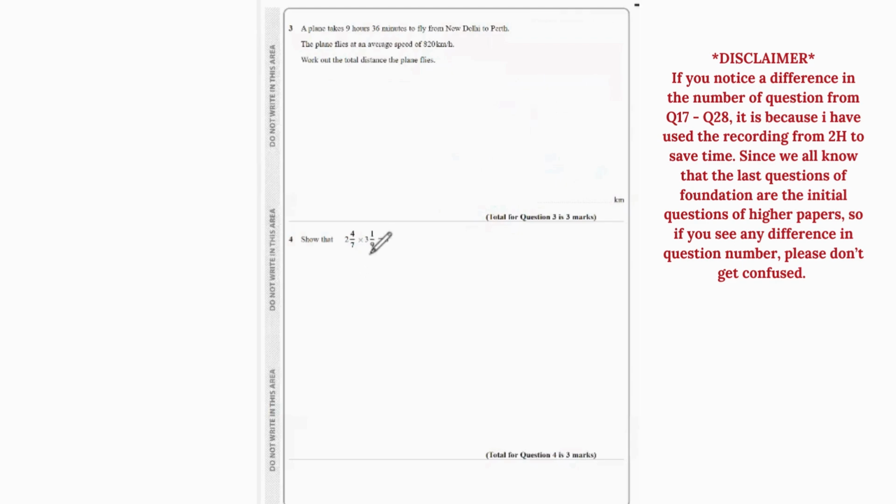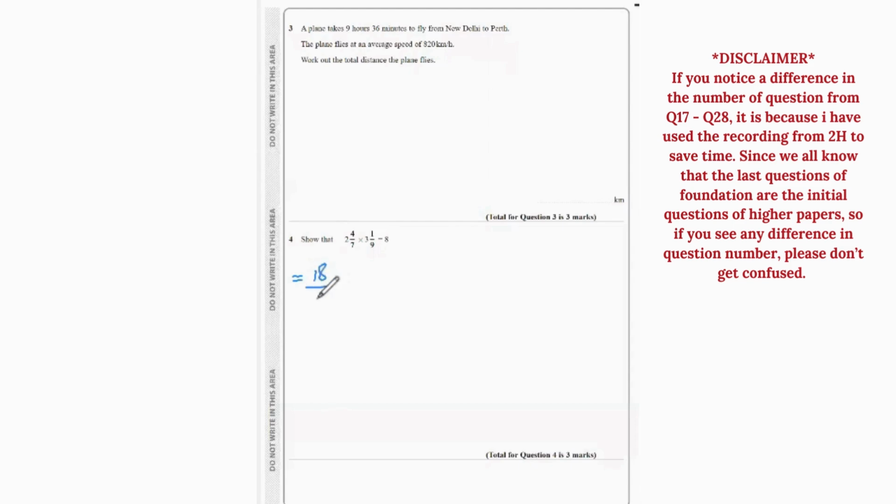Then it says show that 2 whole number 4 over 7 times 3 whole number 1 over 9 equals 8. So we have two mixed numbers being multiplied. In order to solve this, we need to convert the mixed numbers into improper fractions first. To convert a mixed number into an improper fraction, we multiply the denominator with the whole number and then add the result to the numerator. So looking at the first fraction, the denominator is 7, so we times that by the whole number. So 7 times 2 is 14. Add that to the numerator. 14 plus 4 is 18.